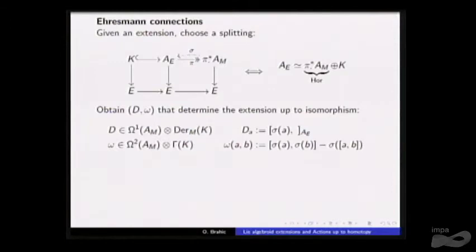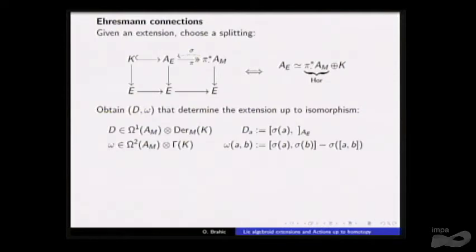The way they are defined is simply this: dA applied to a section of K, so this should be a derivation of K, would be just the bracket of sigma of A with K. Here I'm thinking of sigma of A as a section of this pullback. I have this splitting, so now I can take the bracket in here. As you can see, I'm using the bracket in AE in order to define this D.